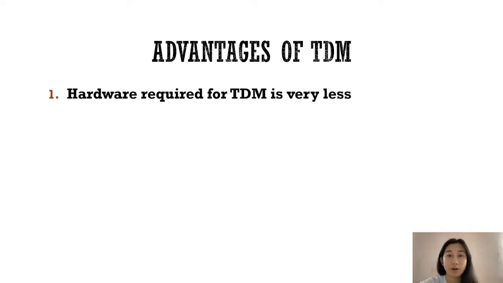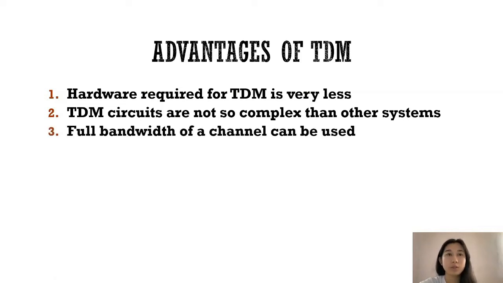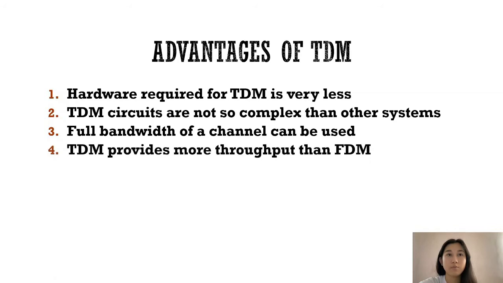TDM has some advantages and disadvantages. Here are the main advantages of a TDM. Hardware required for TDM is very little. TDM circuits are not as complex as other systems. This is a huge plus for TDMs. In a TDM system, the full bandwidth of a channel can be used. TDM provides more throughput than FDM, or frequency division multiplexing.